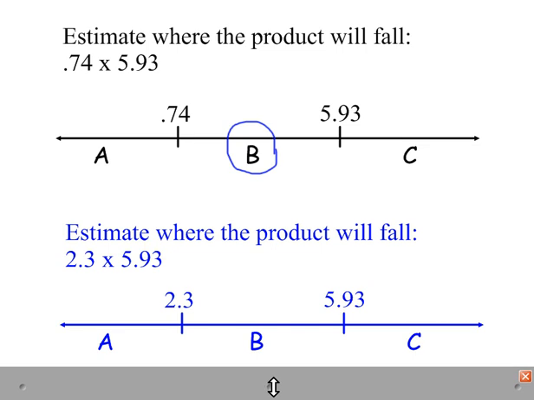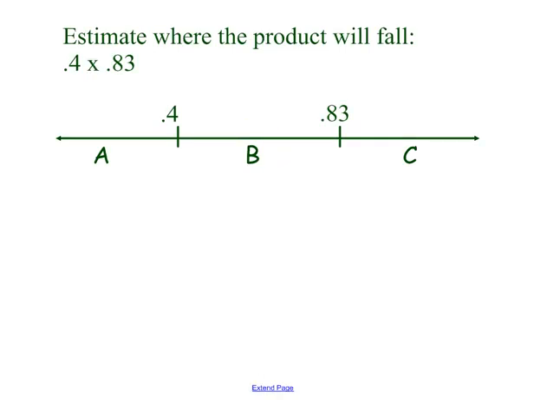In the next example, we have 2.3 times 5.93. This will cause the answer to be in this region. And finally, in my final problem, both numbers are less than 1, which is going to cause the answer to be less than both the numbers. So my answer is going to fall in this region.